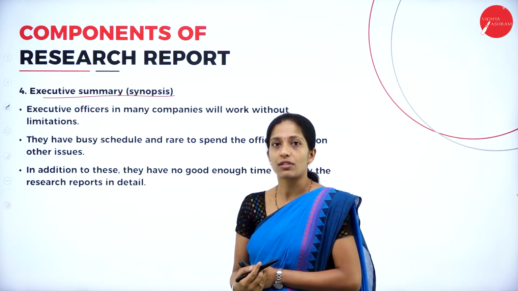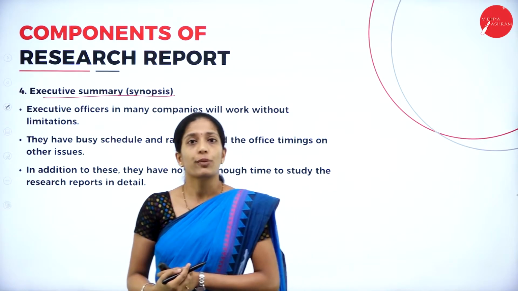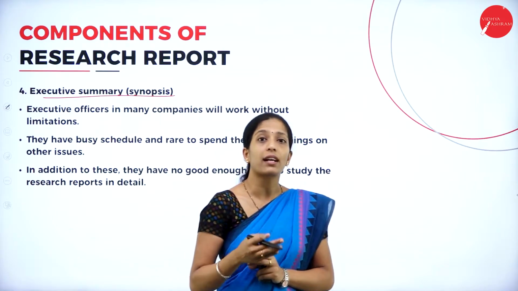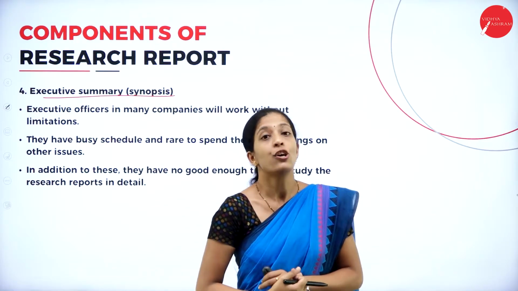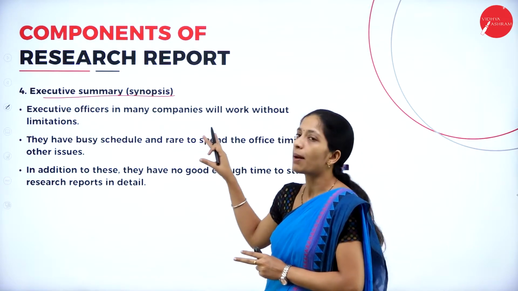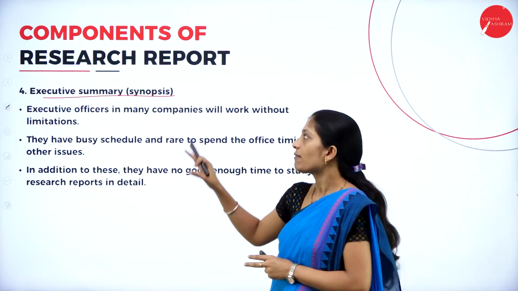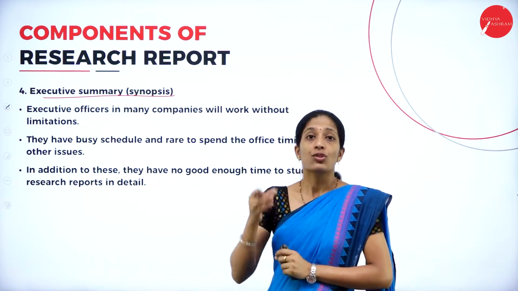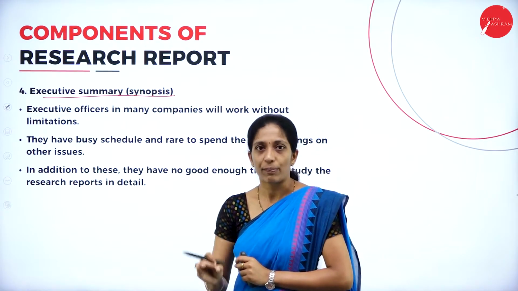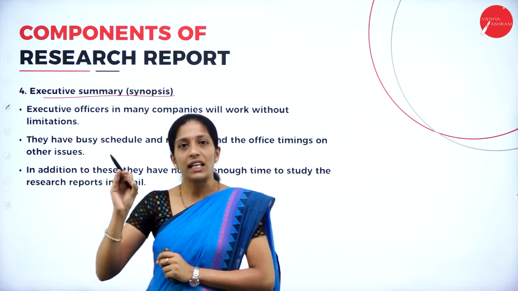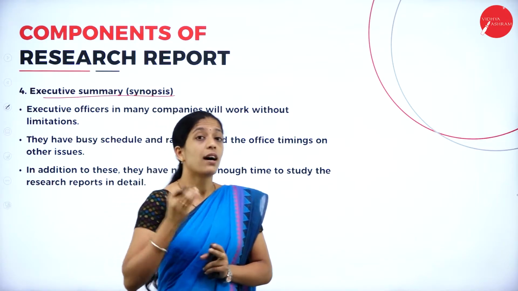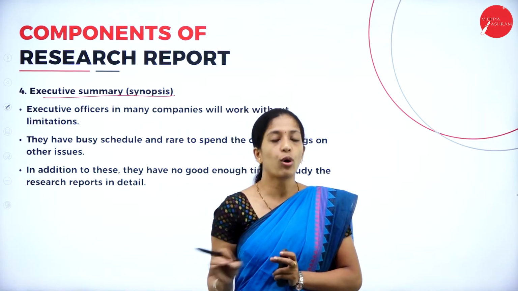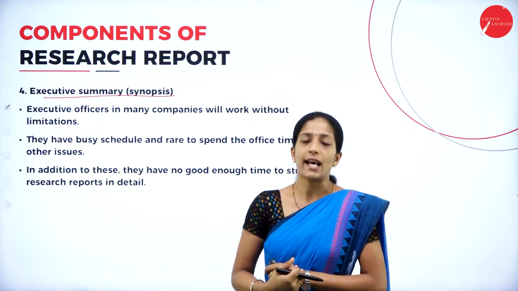Now what is this executive summary? As I told you, in the research report, there are more than 100 pages. In my busy schedule, I can't go through each and every page in detail. So the researcher will prepare a summary form of his research report, which is known as what? Synopsis, or we call it executive summary. Why is this executive summary prepared? Because we can't go through all the pages of the research report in detail. So a small executive summary of the whole research work will be prepared, which is called a synopsis.